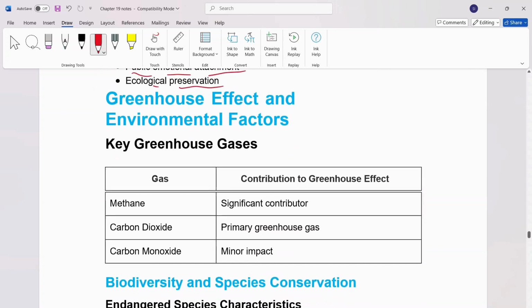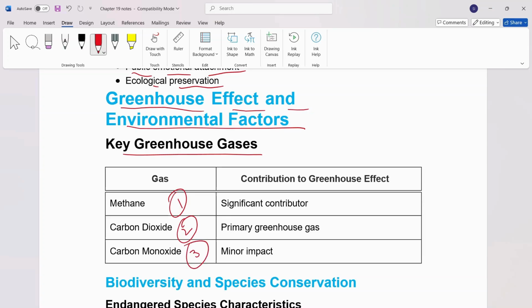Now let's talk about greenhouse effect and environmental factors. So key greenhouse gases, as we have discussed earlier also: methane, carbon dioxide, carbon monoxide. What are their contributions to greenhouse effect? So methane, significant contributor. Carbon dioxide, primary greenhouse gas, and carbon monoxide has a minor impact.